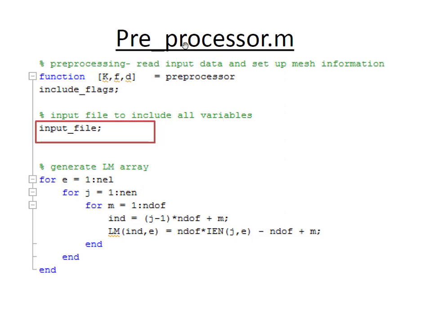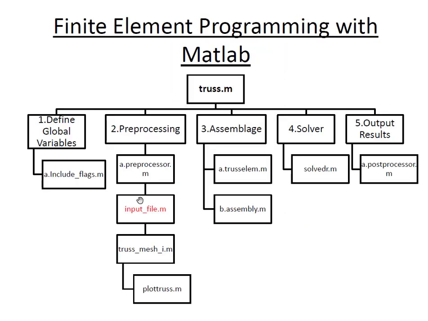Okay, so from preprocessor, we're going to go to input file, as you can see in our general structure. So again, let's follow these steps. From trust, we went to define some global variables. We went to pre-processing by calling the preprocessor.m command. And then within preprocessor, we have called the input file.